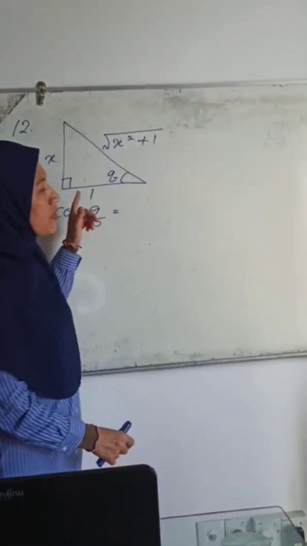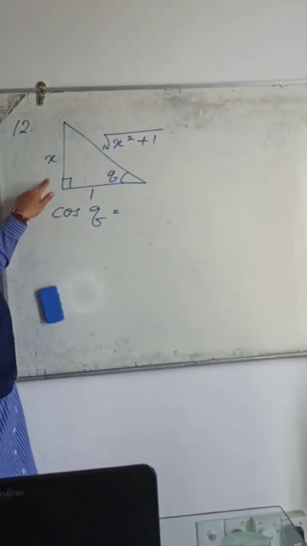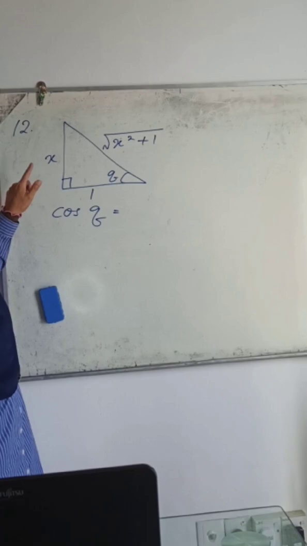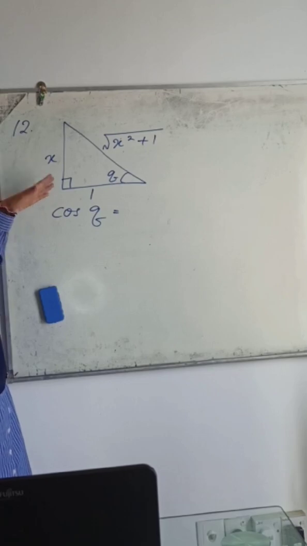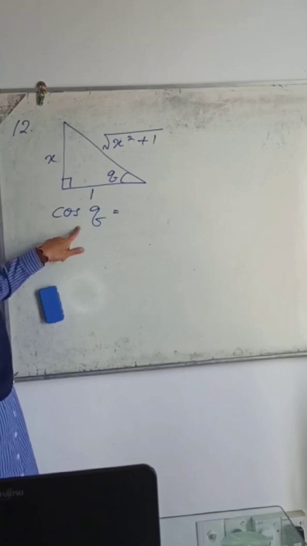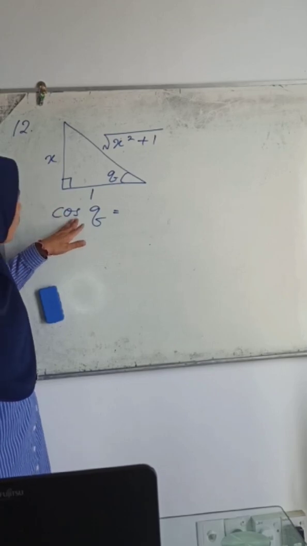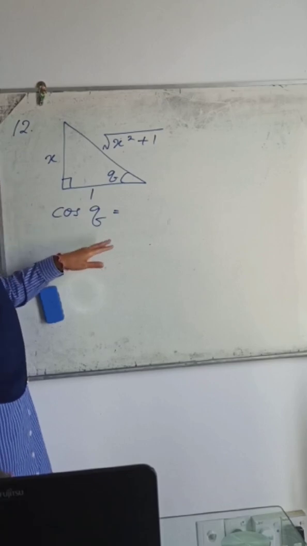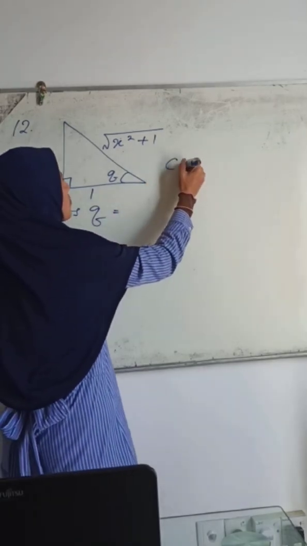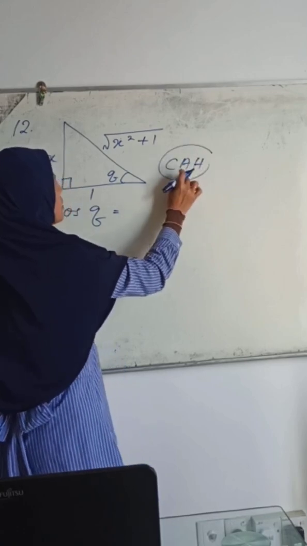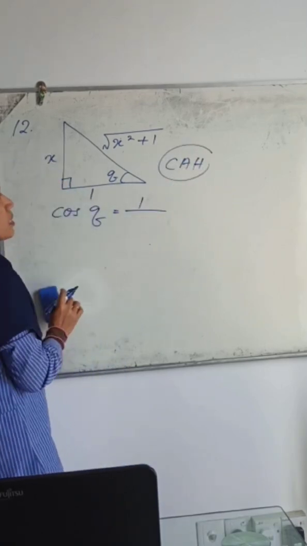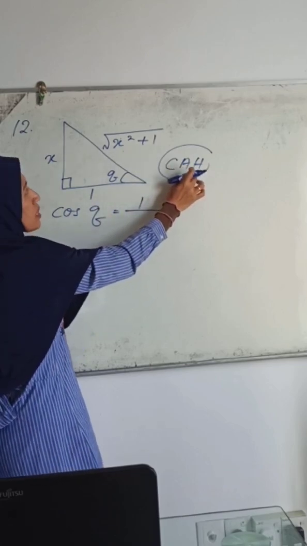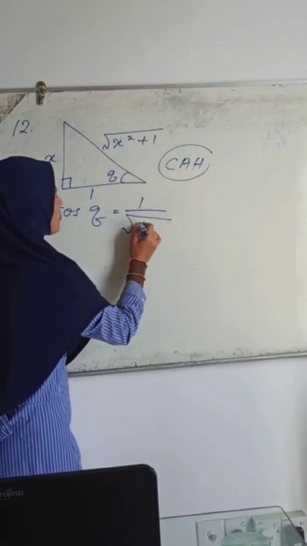Alright. Number 13, we can use the same diagram because it is also given tangent Q equals x. So the diagram is like this. So when you are going to find cos Q, adjacent is 1, 1 per hypotenuse. Hypotenuse, here.